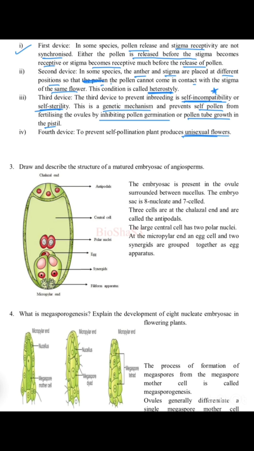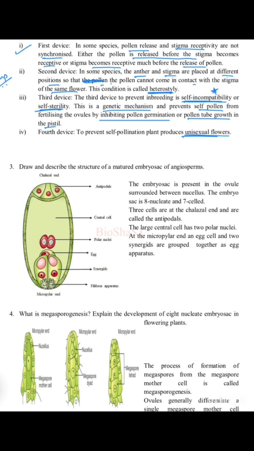So the first is that synchronization does not happen; the stigma receptivity and the pollen release will not synchronize. The second is heterostyly, that is, they are placed at different positions so that there is no chance of self-fertilization. The third is the genetic mechanism called self-incompatibility, and the last is the production of unisexual flowers. This is a highly important question. Please don't leave this question, students.